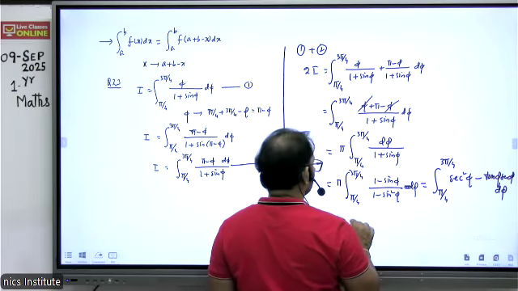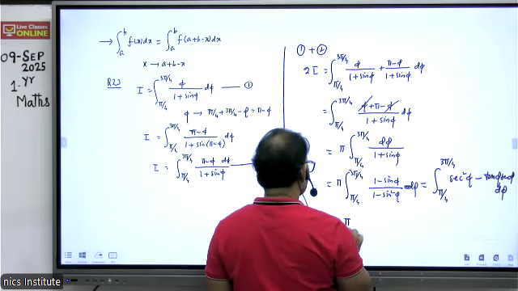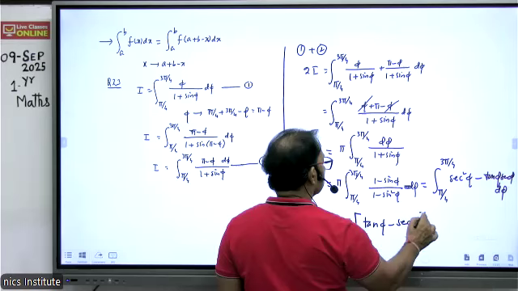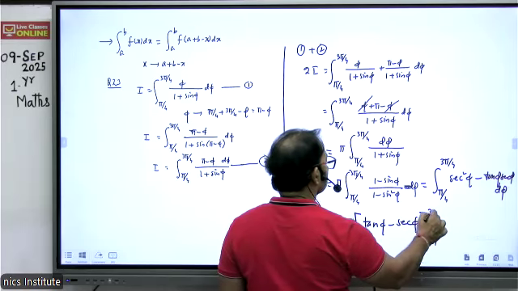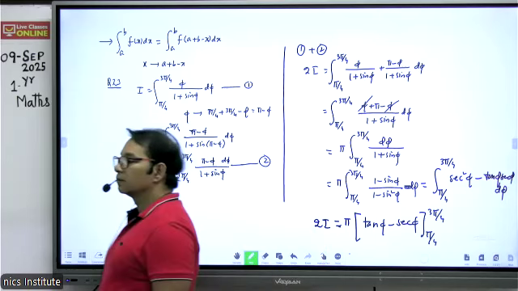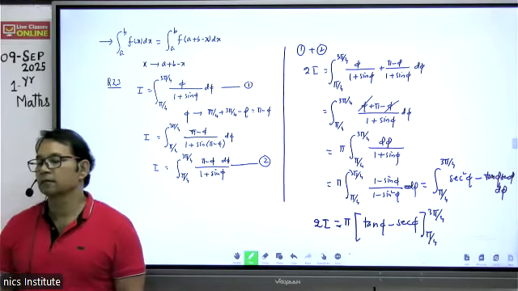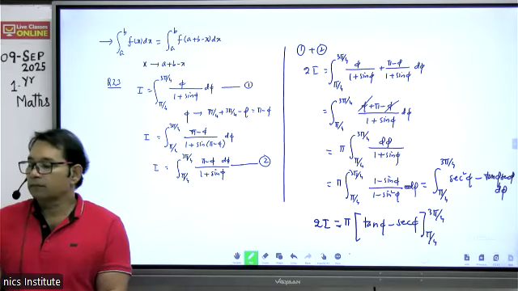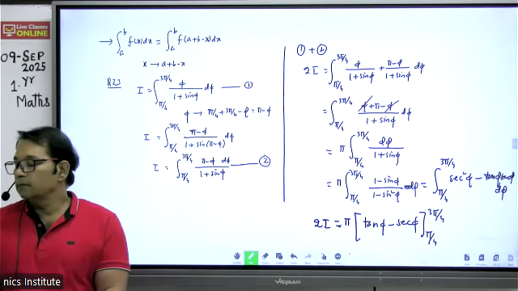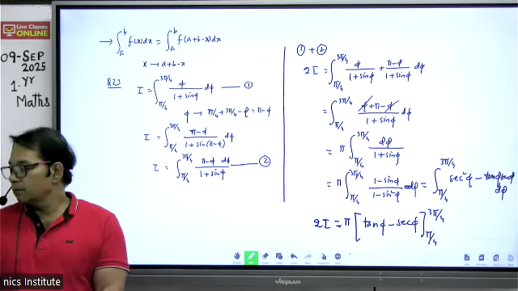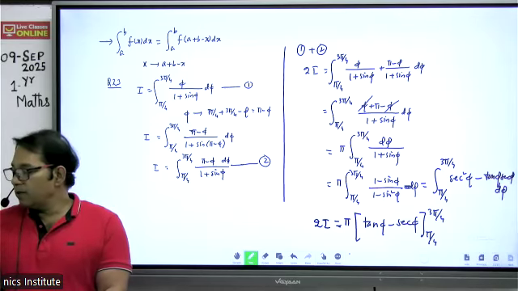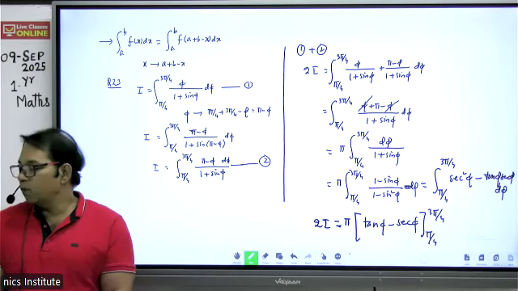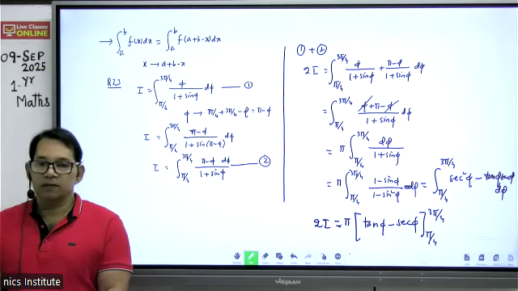Where is the half? 2i is on the left side, so do that later. So tan phi minus sec phi, and then you can put the limit. Tan 3 pi by 4 would be minus 1. Sec pi by 4 would be root 2. Sec 3 pi by 4 would be minus root 2. So you get your answer.